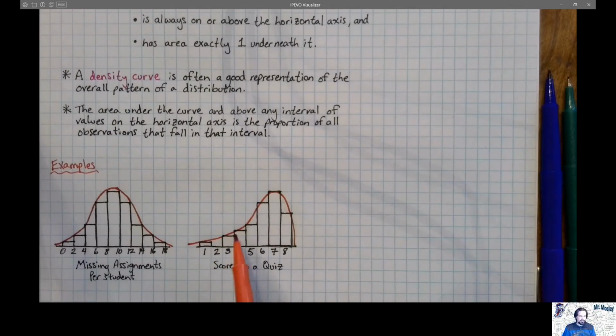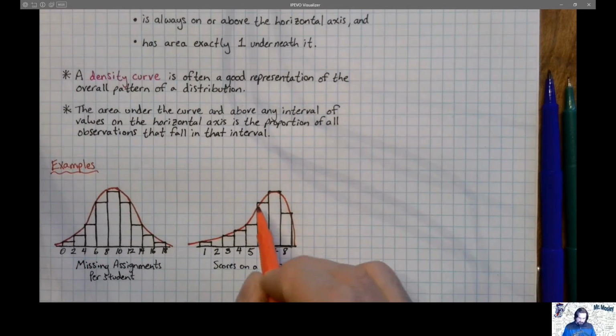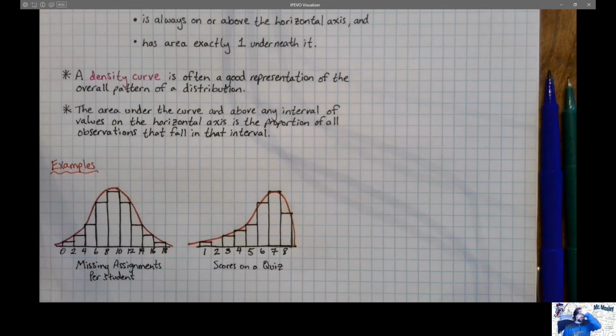So the density curve shows the shape, and then we can also use it to represent proportion of data. If I knew the counts of these things and I was asking, what proportion of my scores are less than 7, I would count up how much out of my total number of scores lie less than 7, and that would give me the proportion.